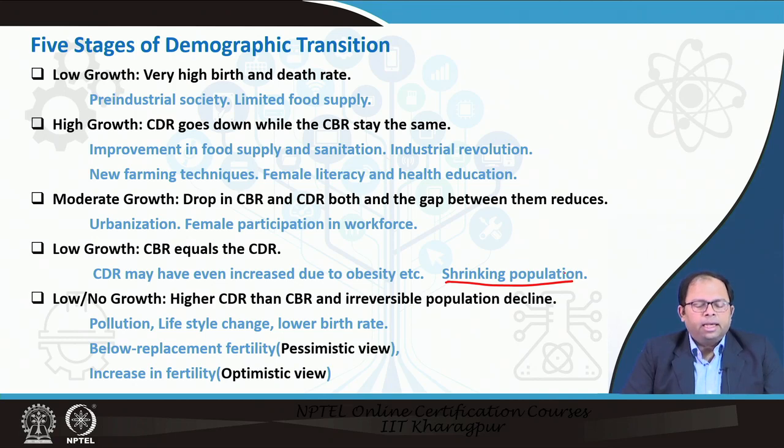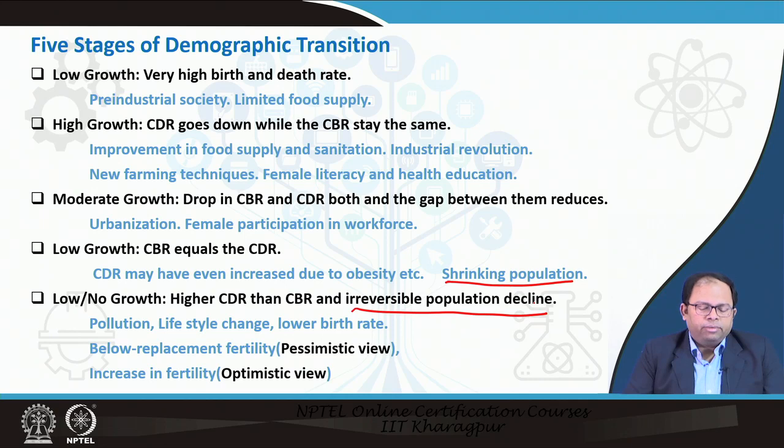And finally, in the fifth phase, which is the extension of the fourth phase, we may see a higher CDR than CBR, which will lead to an irreversible population decline. But the opposite can also happen in some societies based on whatever policies the societies have adopted. That means if the society recognizes this as a problem and adopts policies which can reverse this, in that case the CBR can actually increase.